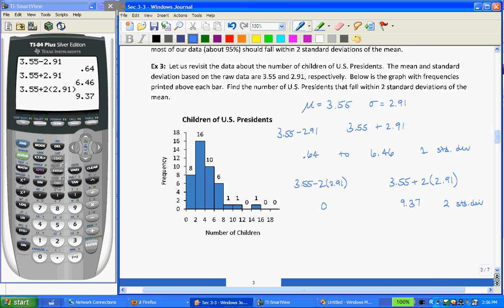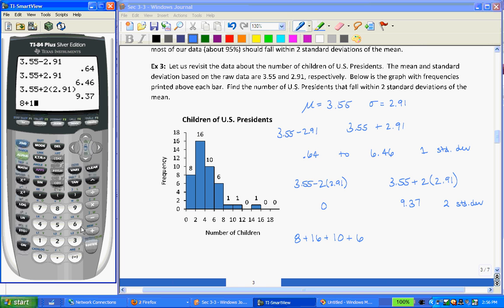Well, let's see if it holds true about 95% of our data being within 2 standard deviations of the mean. So I'm going to add up all the frequencies that fall in this interval. So I can add up the 8, the 16, the 10, and the 6. A little bit of a discrepancy of whether we should include the 1 or not. That's between 8 and 9. Let's leave it out and just see what we get.